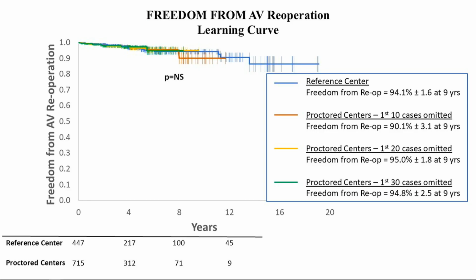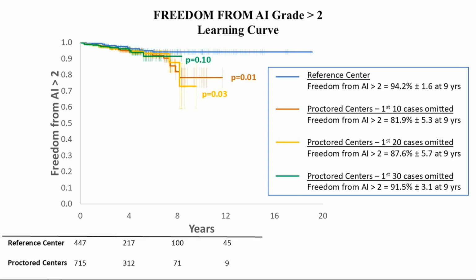Freedom from reoperations as well, there was no difference. But if you look into the detail, although there was no difference, if you omit the first 10 cases, the freedom from reoperation in the reference center was 94%, but the freedom from reoperation if you omit the first 10 cases was 90% in the proctor center. If you omit 20 patients, 95%, and so you're going back to the same level of freedom from reoperation as the reference center.